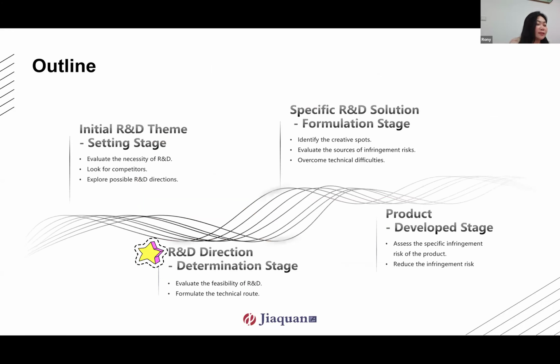Well, in most cases, companies actually have a clear R&D theme. However, the R&D direction and the specific technical route to be adopted may not be determined in the early stage. So based on the demand of many companies, we will also help our clients to evaluate the feasibility of various R&D directions and find an R&D path suitable for the companies by using patent intelligence during the R&D stage.